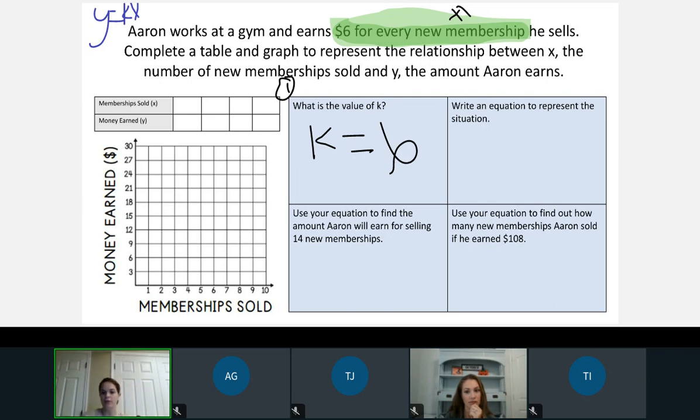Now that we know K, we can fill it in to our equation. So let's write a direct variation equation. Y equals 6X.